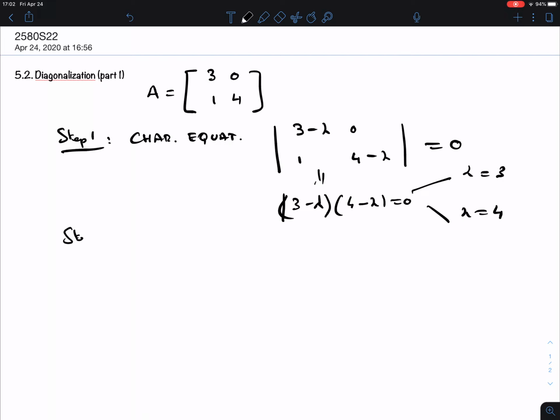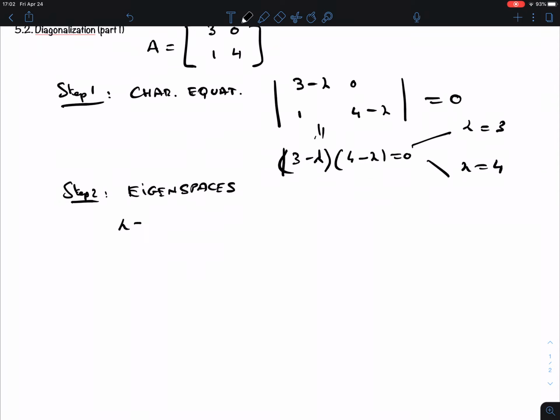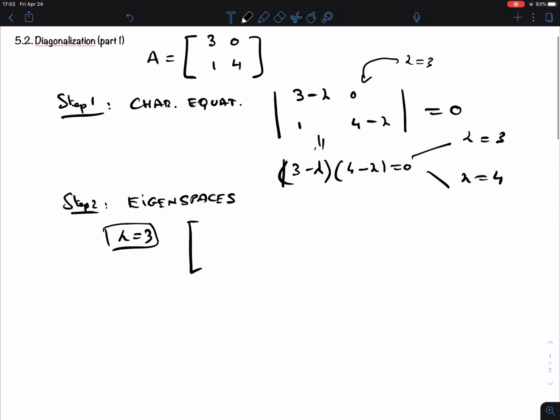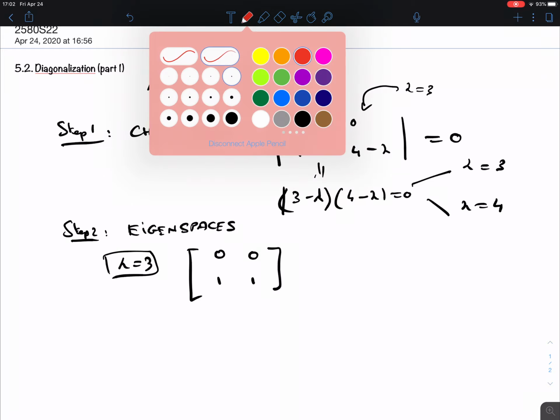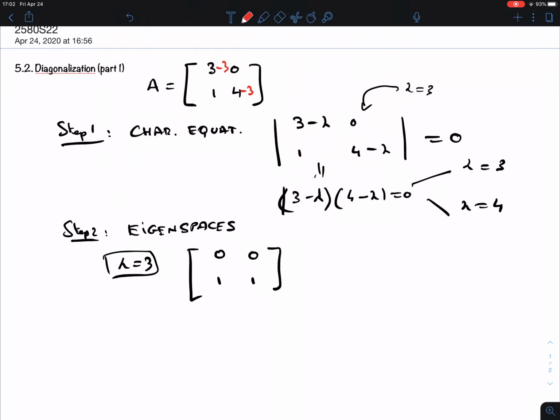So step 2, let's get the basis for the eigenspaces. Well, lambda is 3. So now we look at this matrix where we subtract 3 from the diagonal. In the original matrix we subtract 3 from the diagonals to get 0, 0, 1, 1. Just to make sure everybody knows what I'm drawing, I'm subtracting 3 and subtracting 3 here. That's where it comes from.